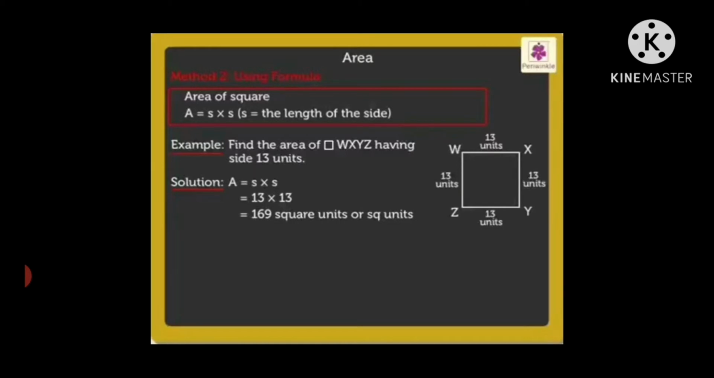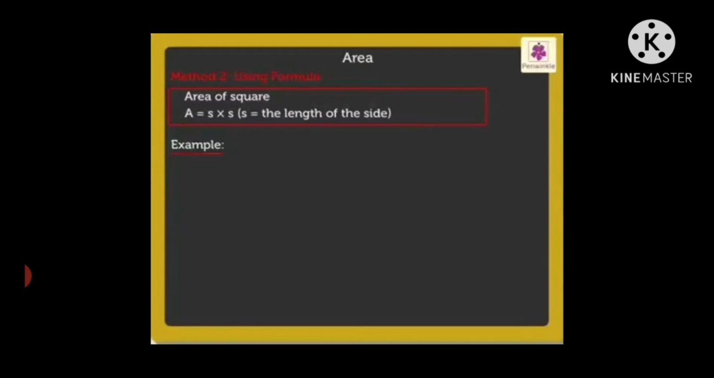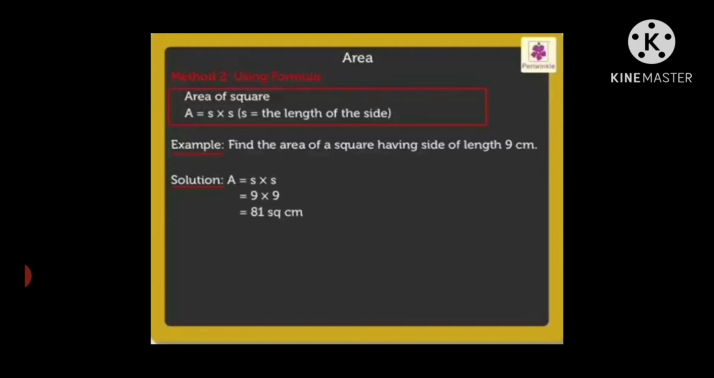Now, let's solve one more example to understand it in a better way. Find the area of a square having side of length 9 centimeters. Area is equal to side into side, which is equal to 9 into 9, which is equal to 81 square centimeters.